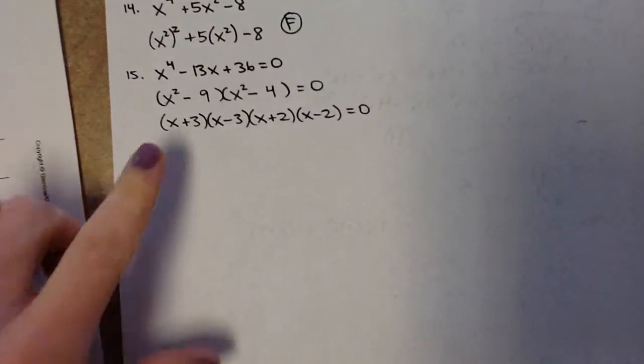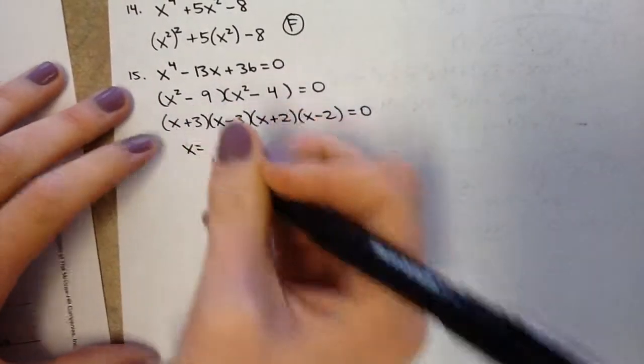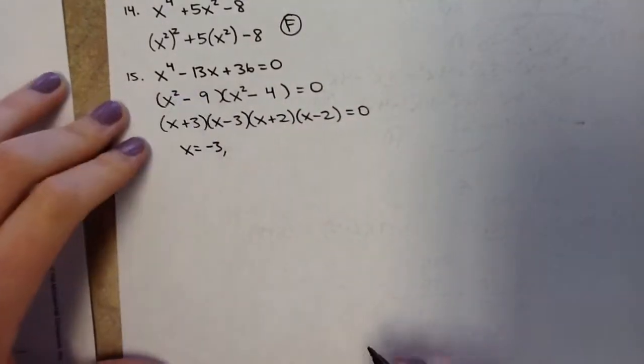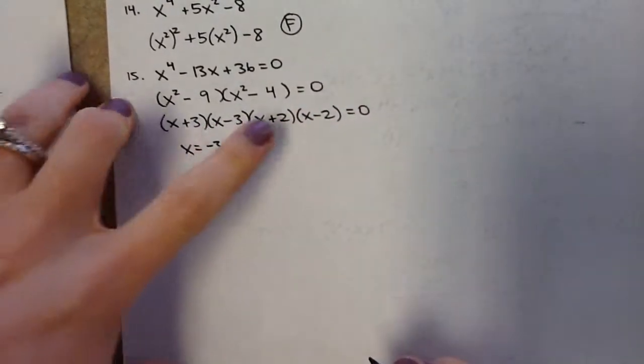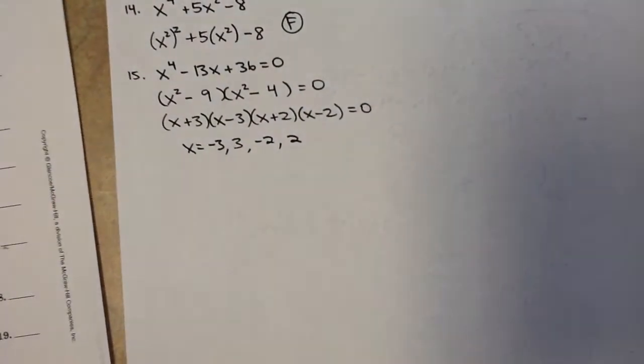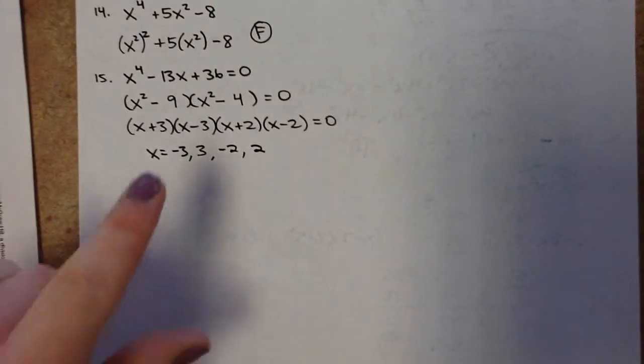So I can take every single one of these and set them equal to 0. So x equals, if I set this one equal to 0, I get negative 3. If I set the second one equal to 0, I get 3. This one gives me negative 2, and this one gives me positive 2. Okay, so that's one option. You can totally factor it down completely, or, like I said, the second option is to go from here.